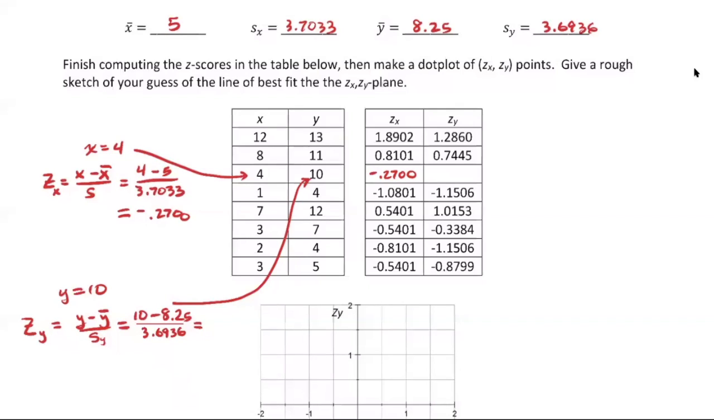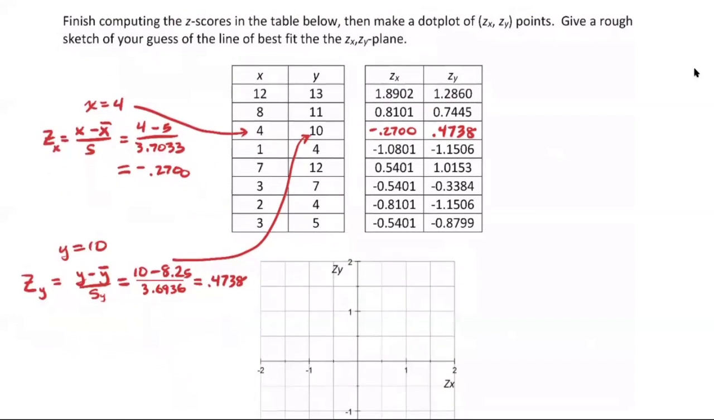Okay, anybody? I want 4 places on this one, if you don't mind. Good. 0.4738 is right. Okay. So I just wanted to make sure we did one of those. Okay, give me 1 second.